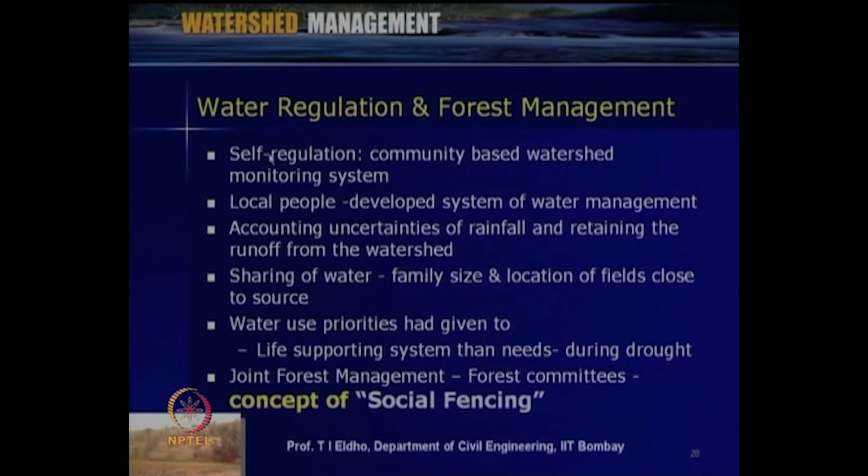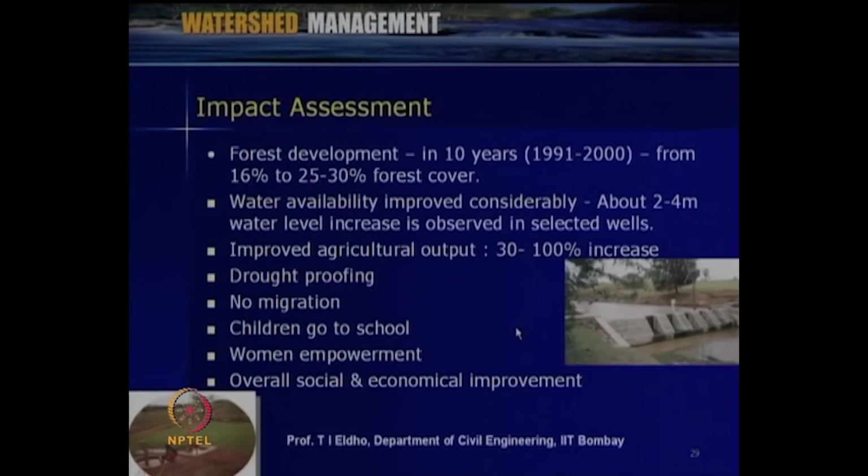So, as far as the implementation and its effect are concerned, in water regulation and forest management, various groups were formed. So, self regulation for community based watershed monitoring system, then local people developed a system for water management, accounting for uncertainties of rainfall and retaining the runoff from the watershed, and sharing of water. That was according to the family size and location of fields close to the source. Then water use priorities had been given, say first is domestic use or life supporting system, then agriculture and other purposes. As far as forest and grassland is concerned, they developed a social fencing system. So, overall, people's participation was there in overall planning and management.